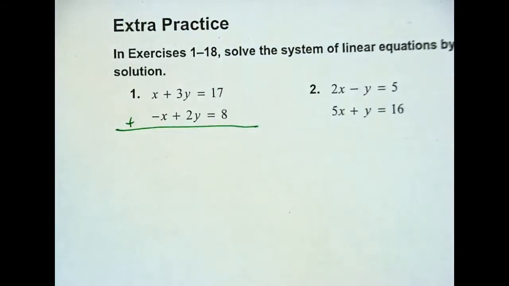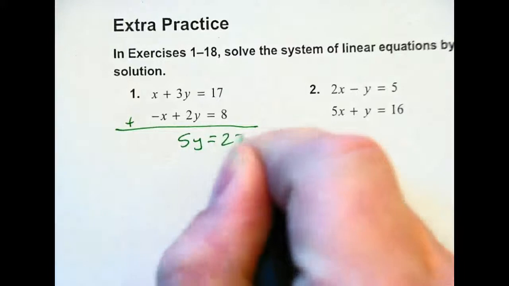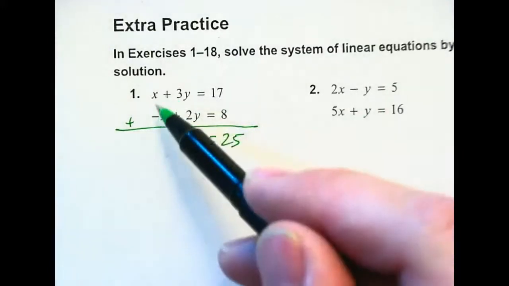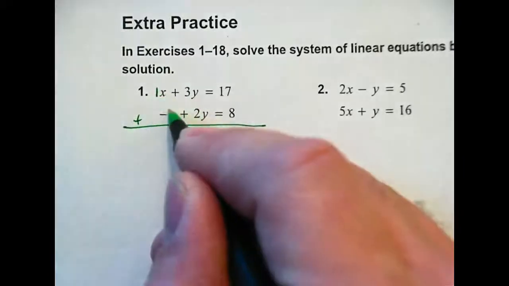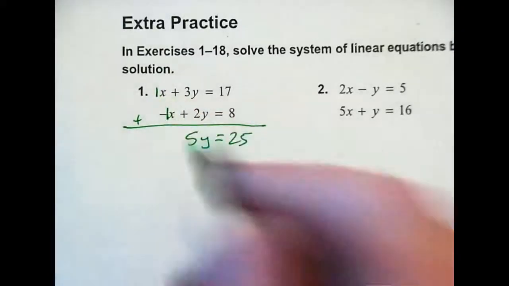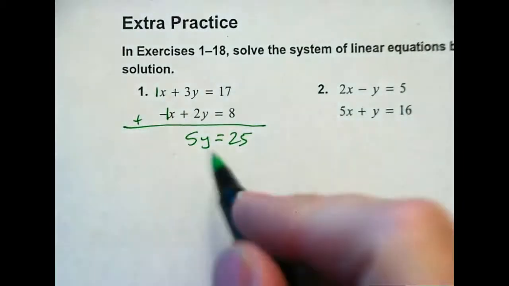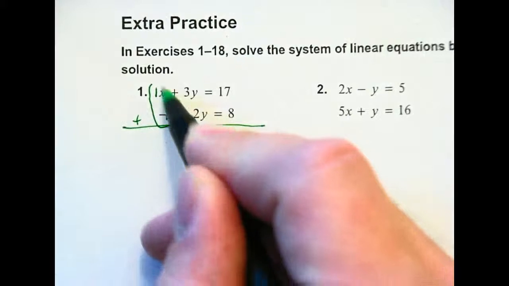All right. Chelsea, what'd you get? So I get the 5y, I get the 25. Double check that. So this is a 1x, right? And this is a negative 1. And 1 and negative 1 is? 0, right? Disappears. So this part disappeared. You get 5y equals 25.